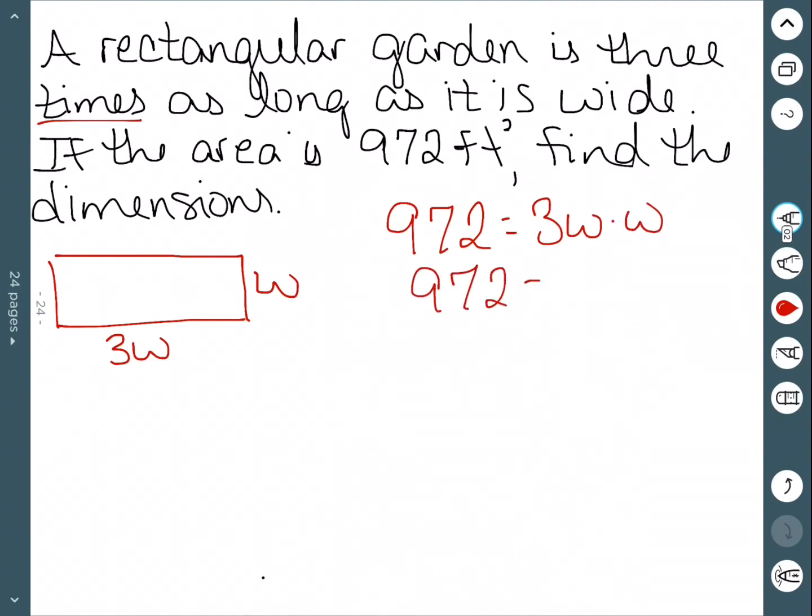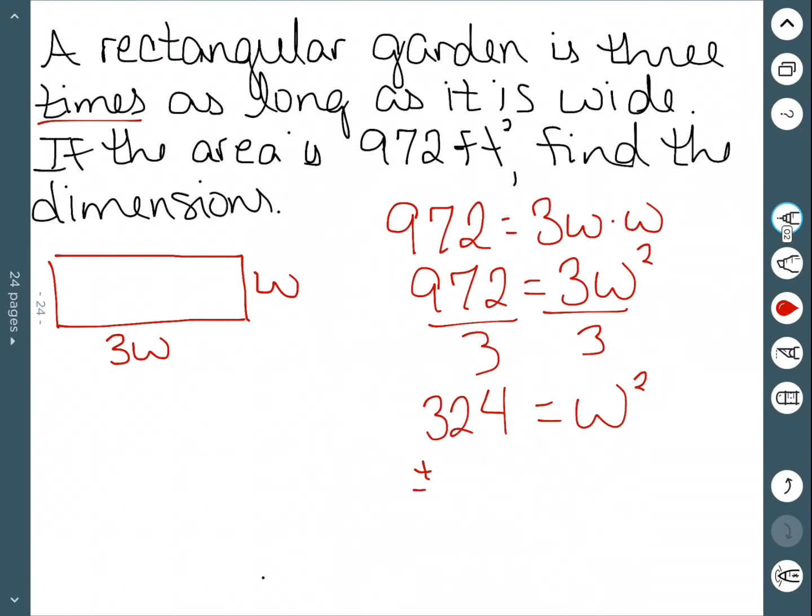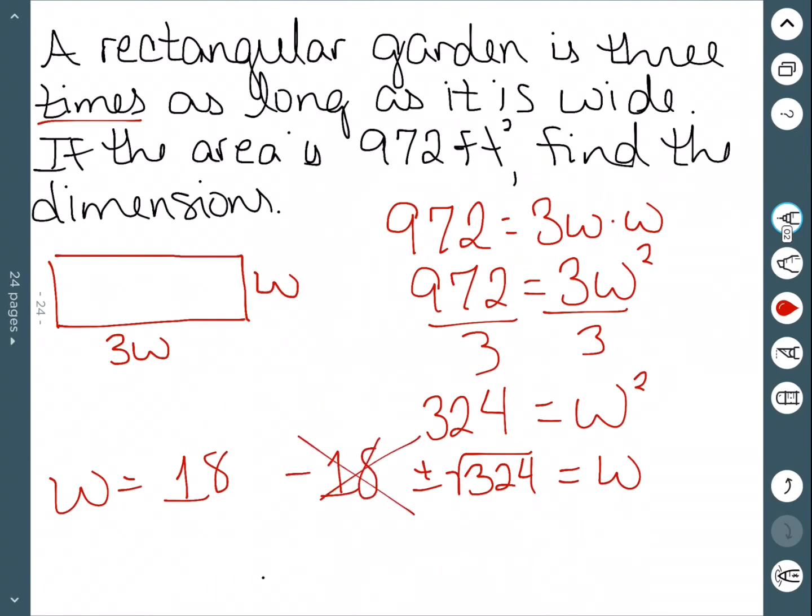So we have 972 is equal to 3w squared. I can divide both sides by 3. When I do that, we get 324 equal to w squared. And then we can take the square root, as long as we remember to do the positive and negative square root. The square root of 324 is 18, so I have 18 or negative 18, but the negative 18 doesn't make sense since we're talking about width. My length is then 3 times the width, so 3 times 18, which is 54.